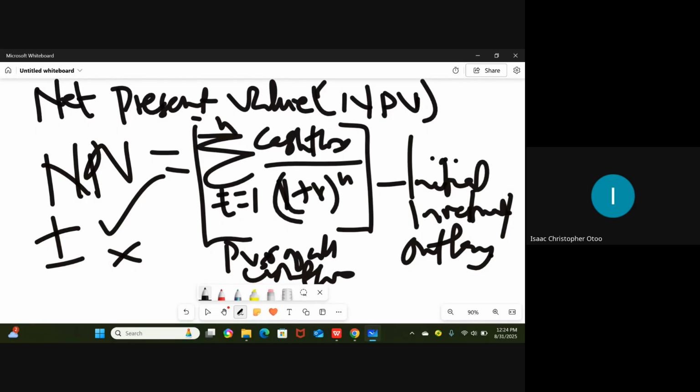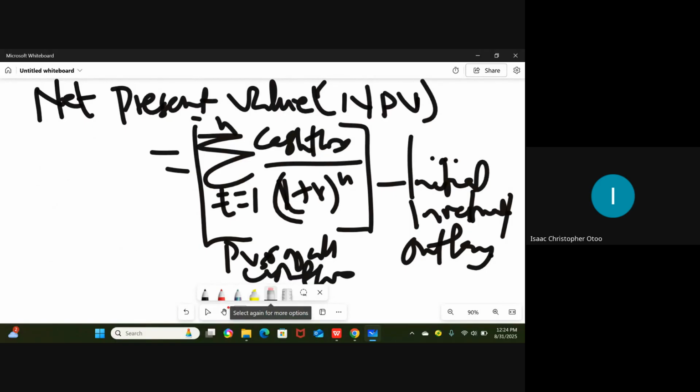That is when they are independent projects. But if they are mutually exclusive projects, the one with the highest NPV should be taken. Have I explained myself? Yes, sir. Okay. So, for example, let's see.